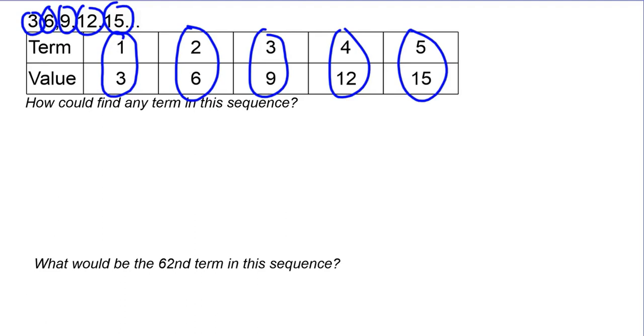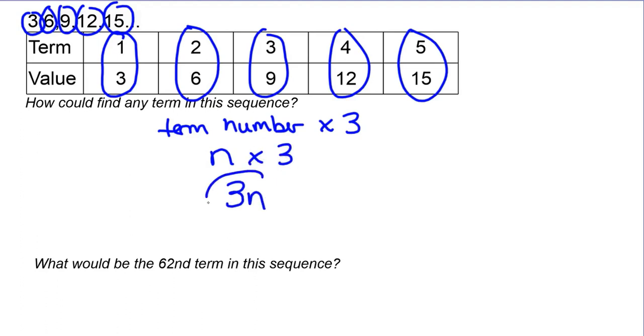So how could we find any term in this sequence? Well, the first term is 3, the second term is 6, the third term is 9, the fourth term is 12, the fifth term is 15. It appears as though I take the term number and multiply it by 3. Take the term number and multiply it by 3. And again, we're going to use n to represent the term number, times 3, or again, we want to write that as 3n. So take the term number times 3. That'll tell you the value of any term in this sequence.